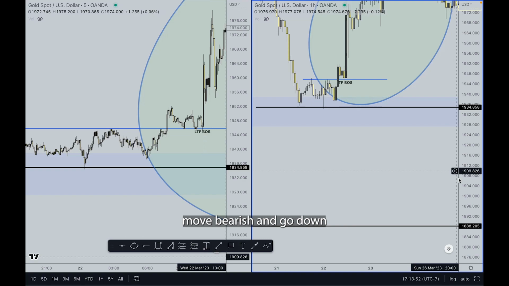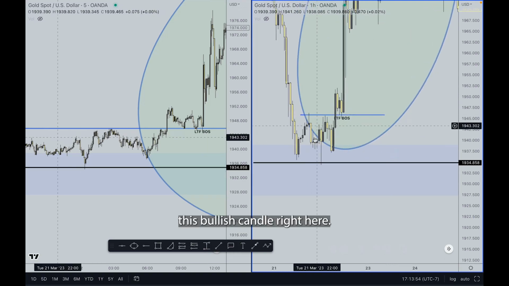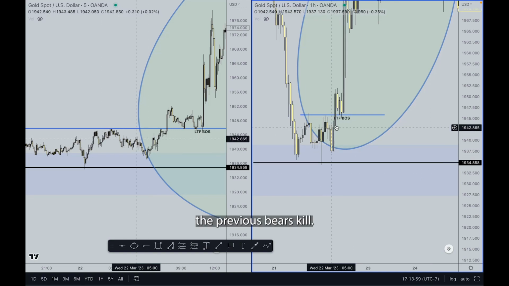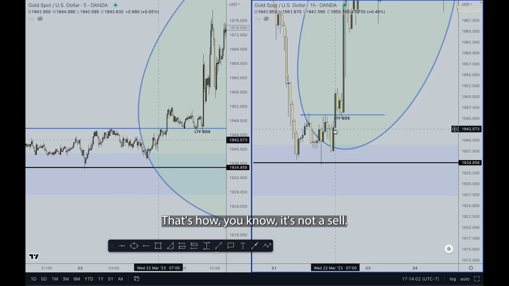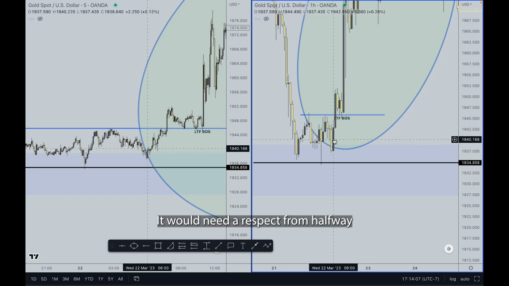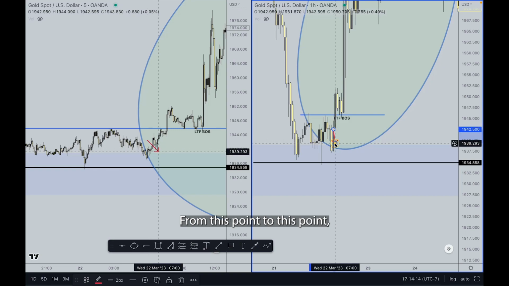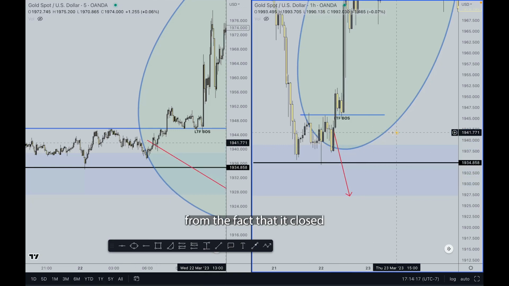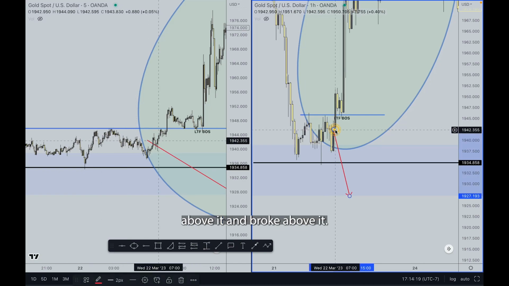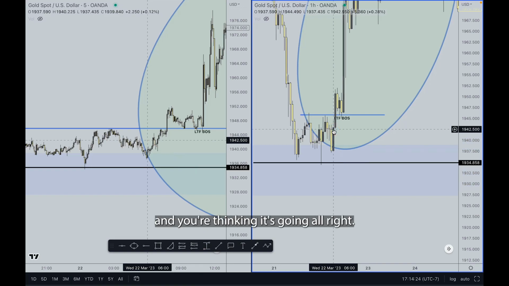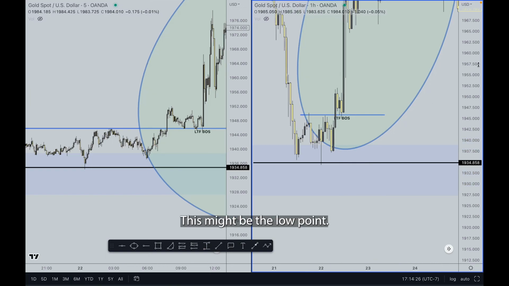If price was going to move bearish and go down, this bullish candle right here would have never outdone the previous bearish candle. That's how you know it's not a sell. That's how you know it's not bearish. It would never do that. It would need a respect from the halfway to the opening price right here. From this point to this point, price needed to reject and go down from. But the fact that it closed above it and broke above, you need to immediately assume, or not assume, but immediately switch your bias and your thinking into going, all right, I don't think it sells anymore. This might be the low point.